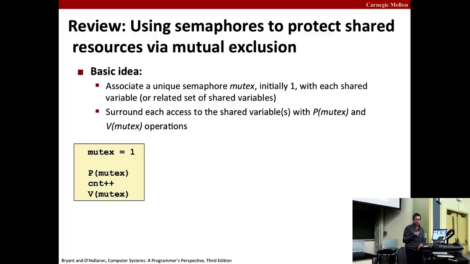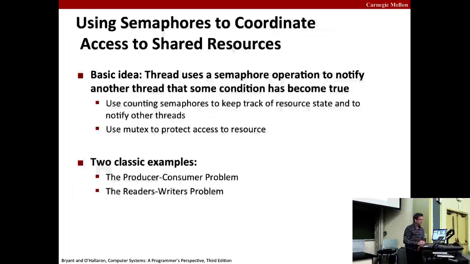But we can also use semaphores to coordinate access to shared data structures in different ways. Before, we were using the semaphore just to protect the access to a shared variable, but in these kinds of scenarios, we're using the semaphore to keep track of state, to count things, and to notify other threads of changes in state. Okay, so it's a very different usage model. And two classic examples that we're going to look at are the producer-consumer problem and the readers-writers problem.